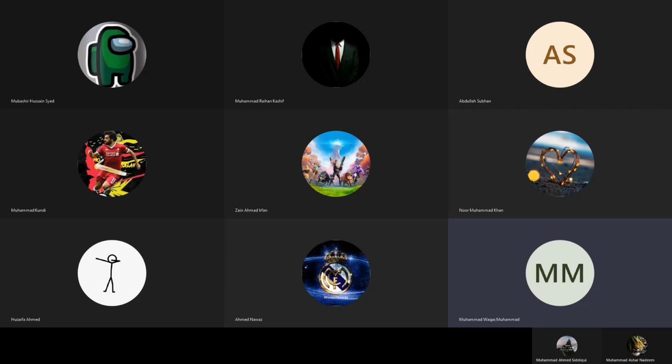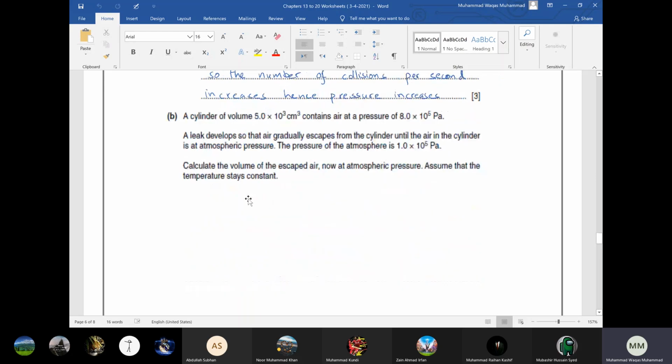We did part A, right? Now we have to do part B. Part B is, beta, a cylinder of volume 5.0 times 10 to the power 3 cubic centimeter contains air at a pressure of 8.0 times 10 to the power 5 Pascal.